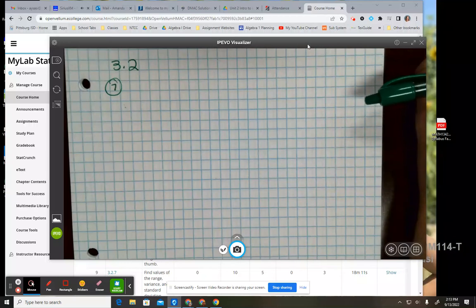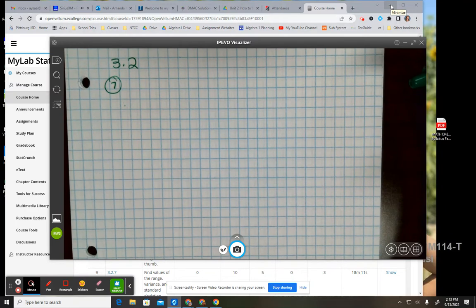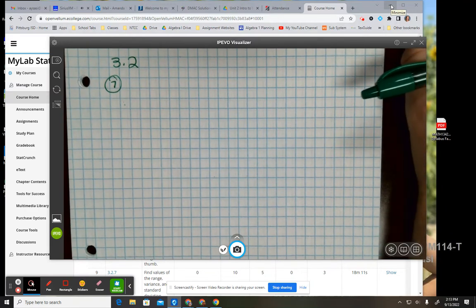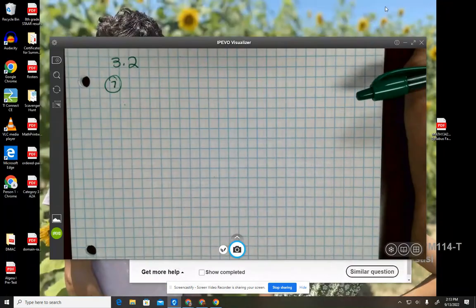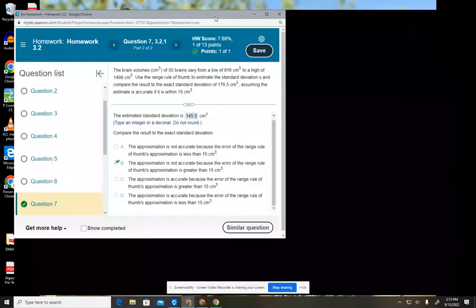I want to look at 3.2, number 7. I've had some emails with questions, and I noticed that this was a highly missed problem. So let's go ahead and look at that. The problem that I have is this one.